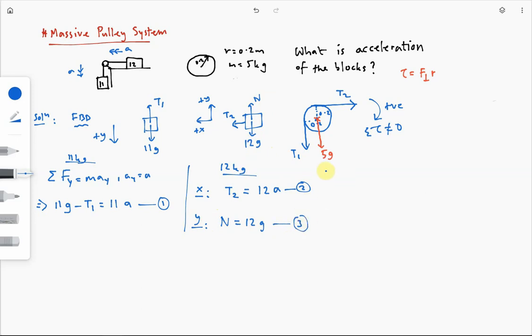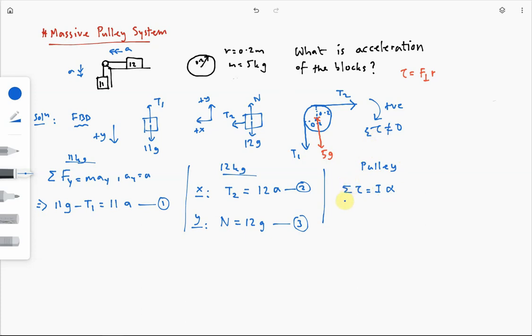No problem there. For the pulley, we have to use the alternate Newton's second law, that is, Newton's second law for rotations. Why? Because the pulley is rotating. It's not moving either horizontally or vertically. Since rotation is involved, Newton's second law changes as follows.